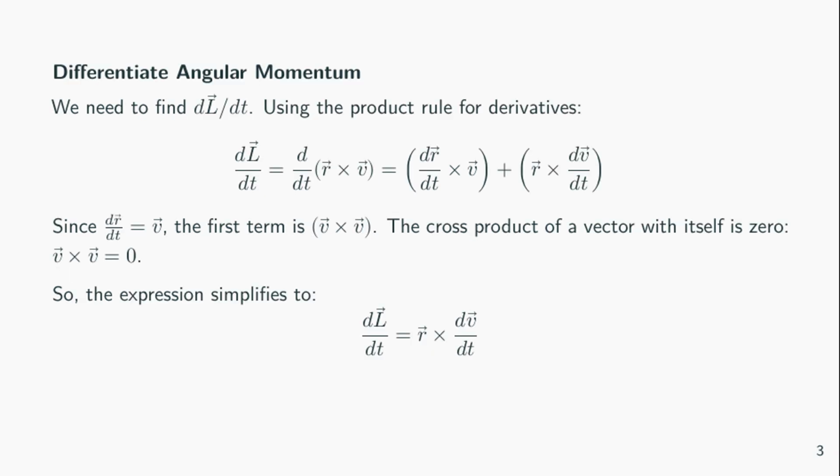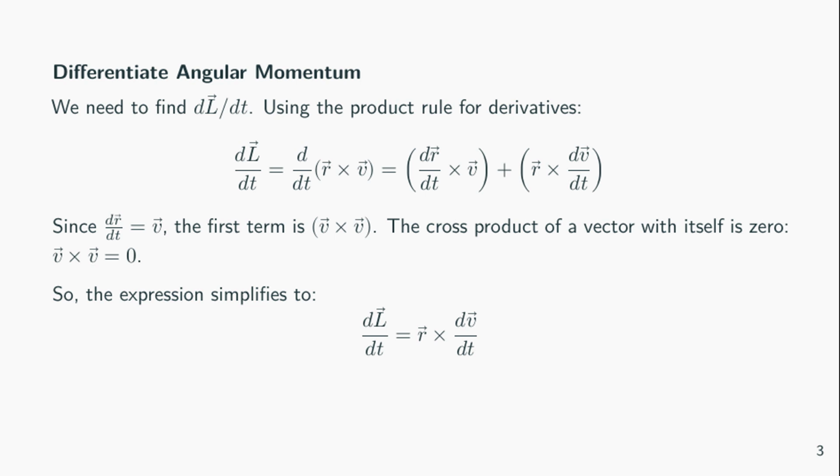Now we need to find the rate of change of angular momentum, d vector L by dt. We can find this by taking the time derivative of the expression for vector L using the product rule for derivatives. So d vector L by dt equals the time derivative of the cross product of vector r and vector v. Using the product rule, this is the derivative of vector r with respect to time, cross vector v, plus vector r cross the derivative of vector v with respect to time. We know that the derivative of the position vector r with respect to time is the velocity vector v. So the first term becomes vector v cross vector v, and the cross product of any vector with itself is always 0.